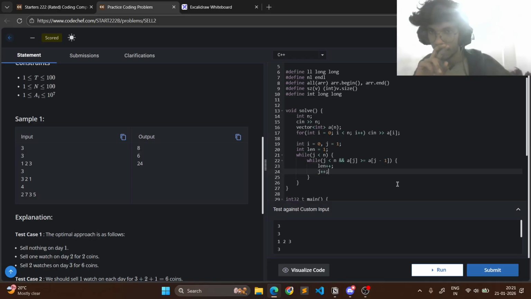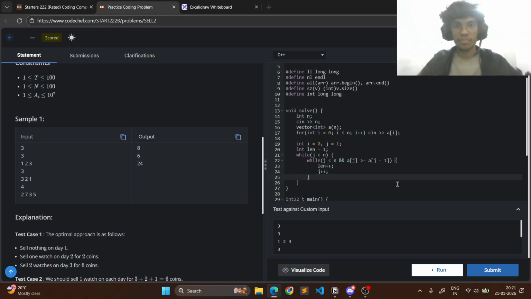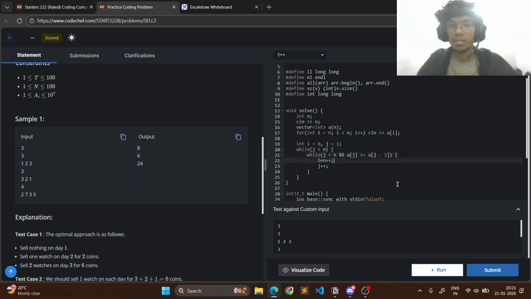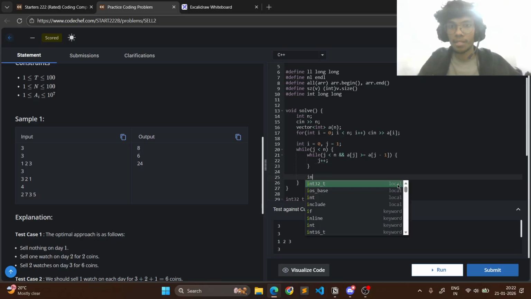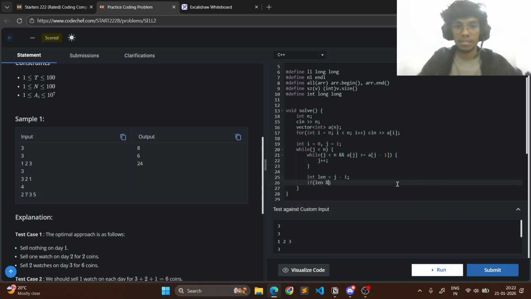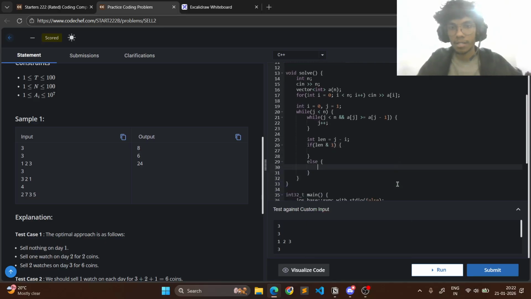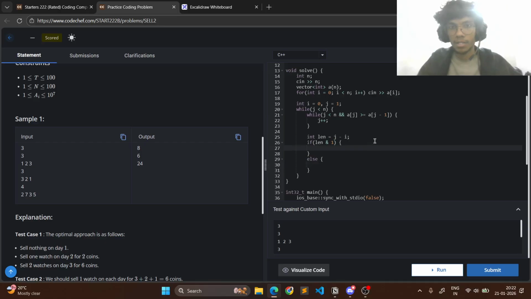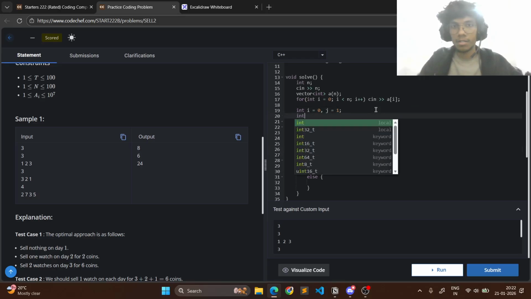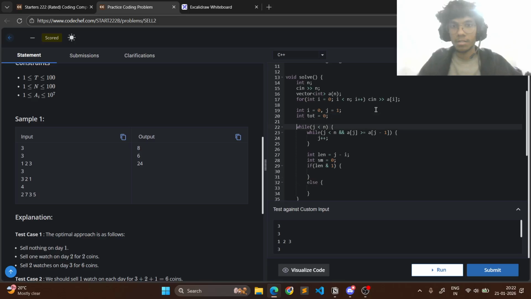So I actually don't need to take this length into account. This is just j minus i, and length equals j minus i, and if the length is 1, then we need to do something else. So anyways, first of all, sum would be equal to 0 here, and tot equals to 0 here.